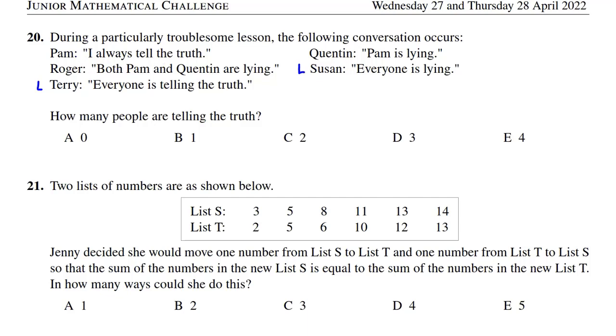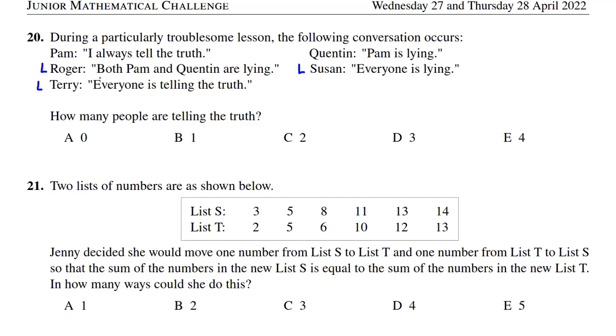Now let's consider the rest. Now let's consider Roger. If Roger tells the truth, let's write the rest with red. The blues are okay. We work on reds. If Roger tells the truth, these two are liars. But Quentin says Pam is lying. So she tells the truth. And we reach a contradiction because she's a liar. So Roger is also a liar. Let me write with blue.